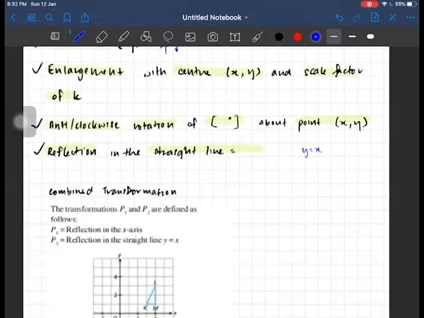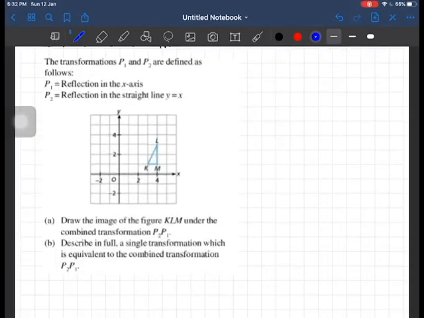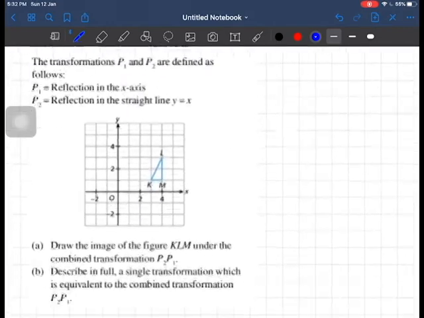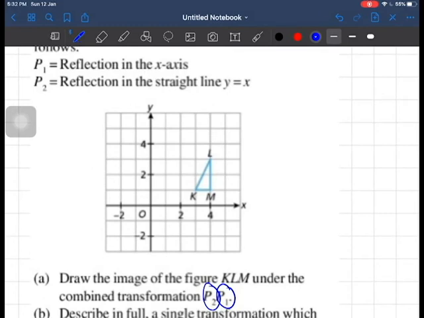So for a combined transformation, how do we describe it? For example, let's do this. It goes P1, then P2. P1 is the reflection in the x-axis, so let's do that and label it. Then the reflection in the straight line y equals to x. This is different because we haven't seen this. We have been doing the x-axis, y-axis, and things like that.